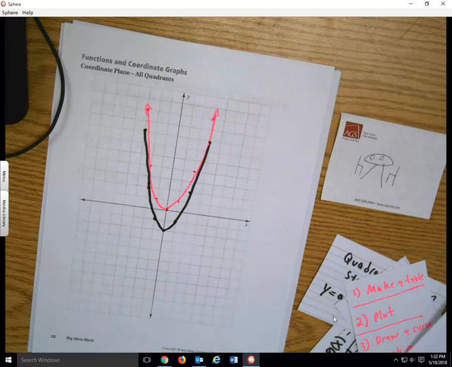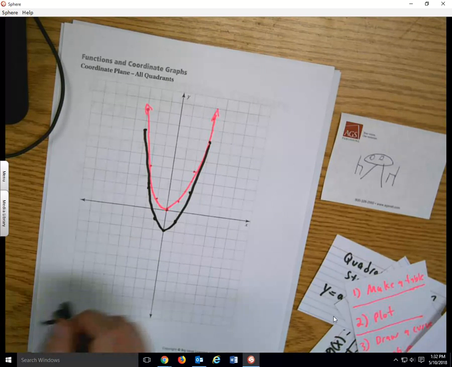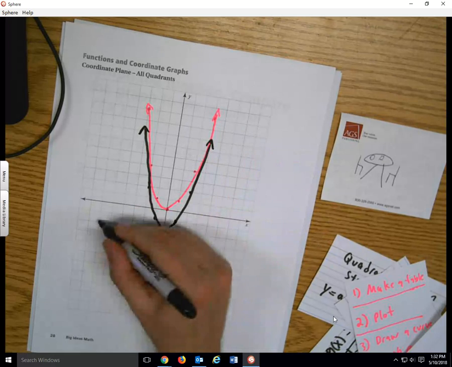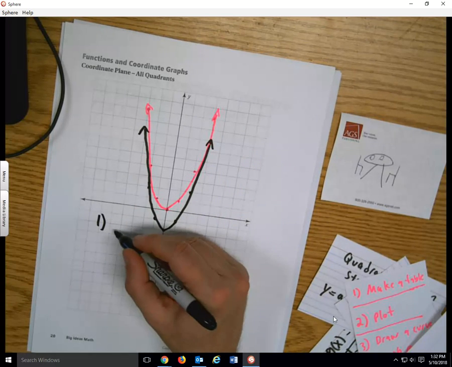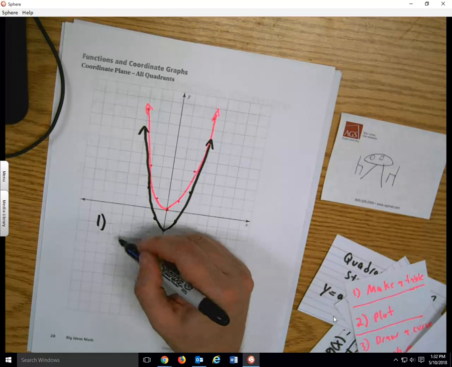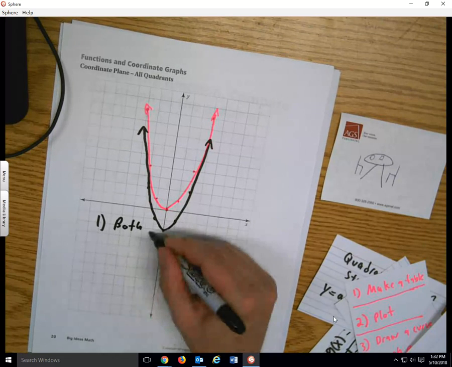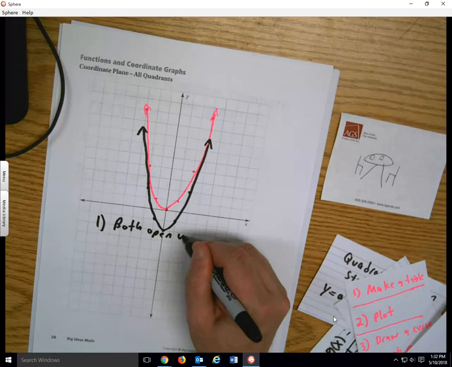And what areas do we want to compare? We have so many choices. The first thing I would say, though, is that they both are opening up, right? Both parabolas here are opening up. So the first thing I would compare is that. Are they reflection of each other, or are they going the same way? Both open upwards.